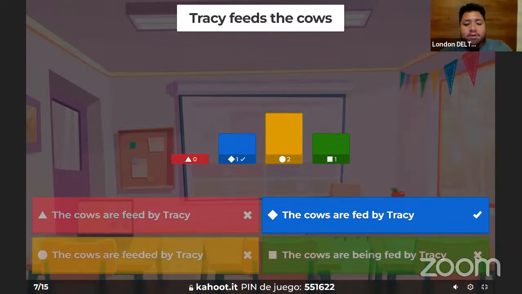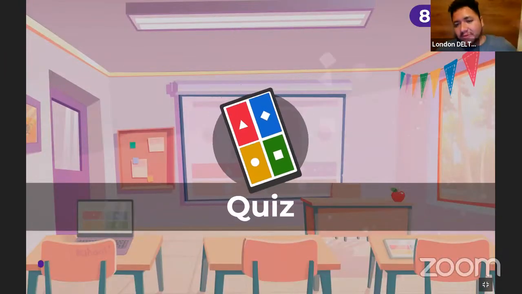Okay. What happened here? Okay, Tracy alimenta a las vacas. En voz pasiva sería, las vacas son alimentadas. Bueno, quizá nos confundimos porque feed, alimentar, es un verbo irregular. Que es feed, en pasado es fed y en pasado participio fed. Exactly. Well, this is just to remember the verbs.